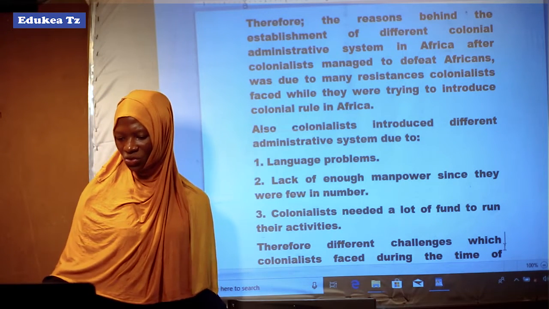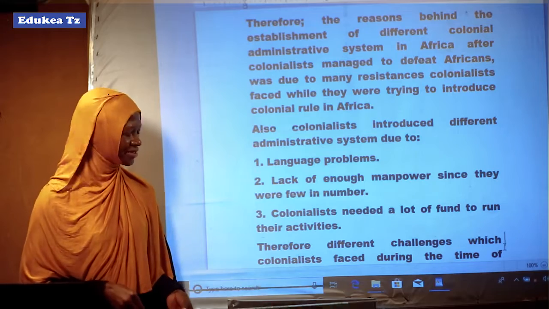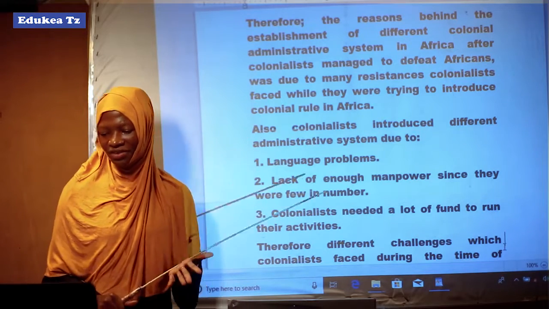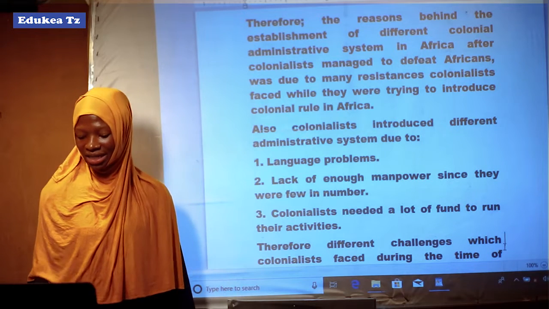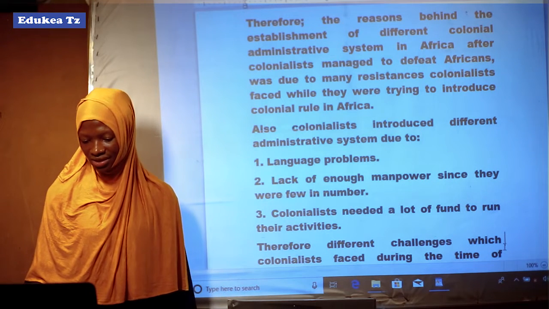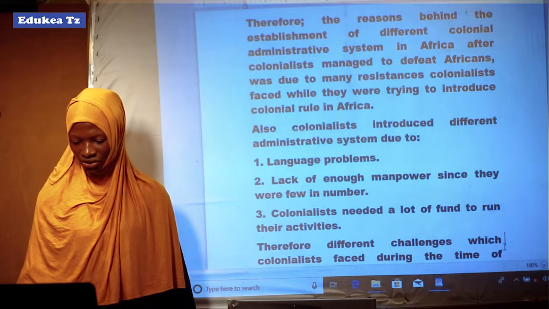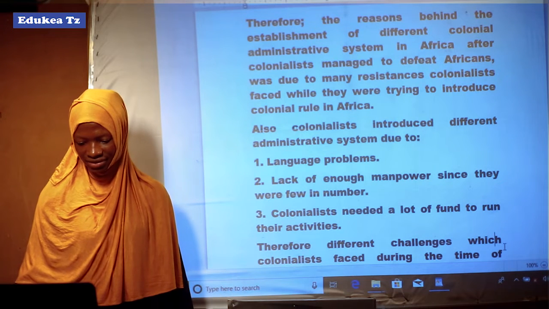Another point is the language problems. Another is lack of enough manpower, since they were few in number. Another is that colonialists needed a lot of funds to run their activities.